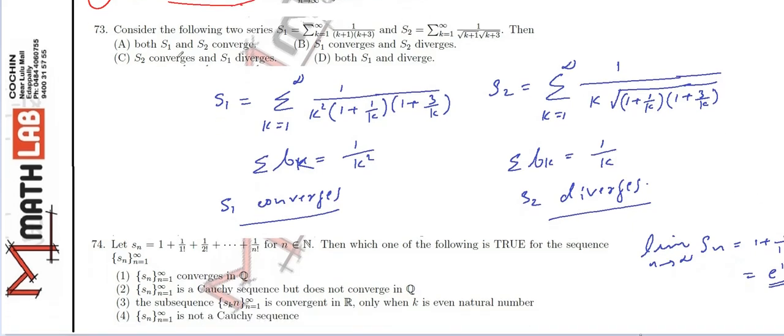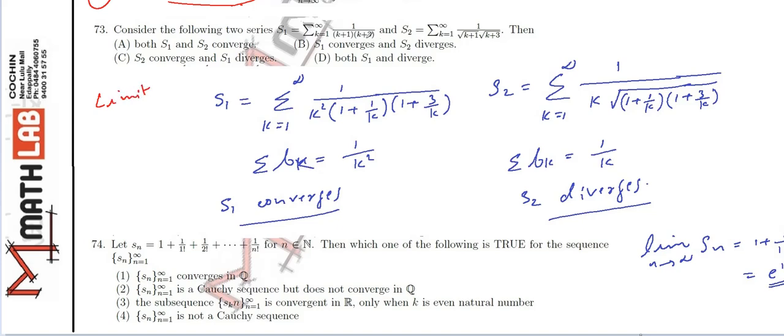And in question number 73, that's also simple, I think, because we have two series, 1 by k plus 1, k plus 3, and here we have 1 by root of k plus 1 and root of k plus 3. Only a little bit of rearrangement of the terms is required, and you can go for a limit comparison test. So the idea behind these two problems is the limit comparison test.